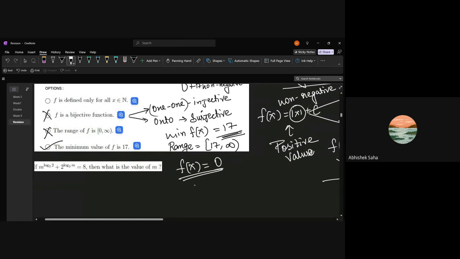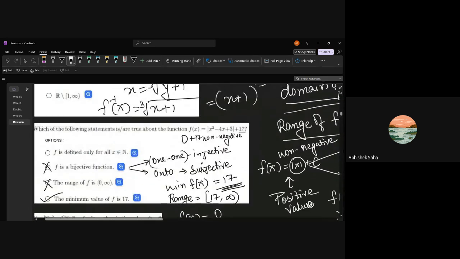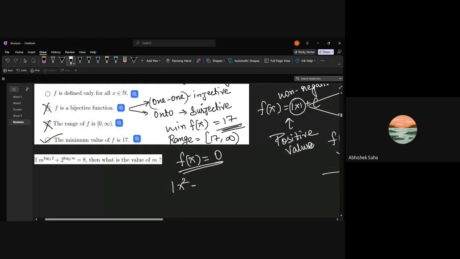Okay, suppose you are saying that the range is from 0 to infinity. I am taking f(x) equal to 0. Now let me solve it. It will be x square minus 4x plus 3 plus 17 is equal to 0. Clear? Till then it's clear.